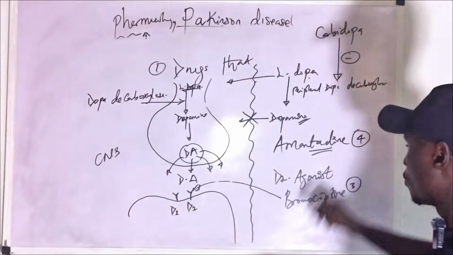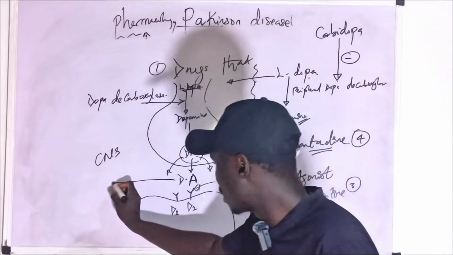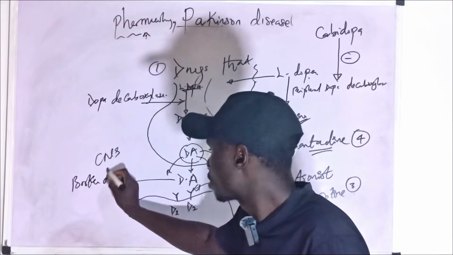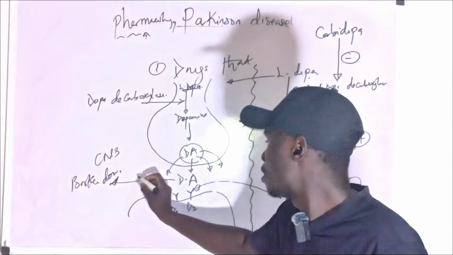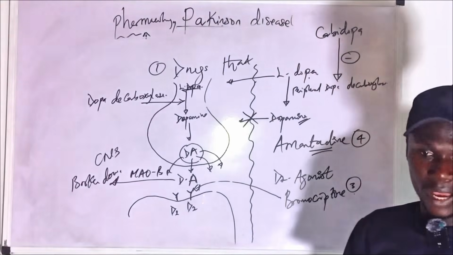So this is drug number 4. Then also, your dopamine here can be broken down. Let me just put broken down. Okay, can be broken down by monoamine oxidase type B. Are you getting it now?